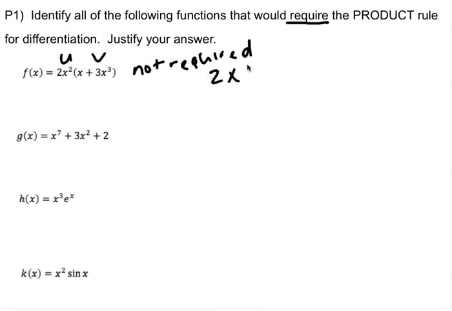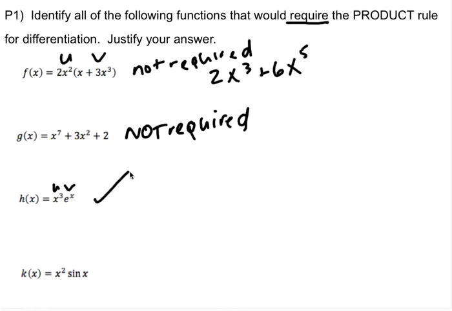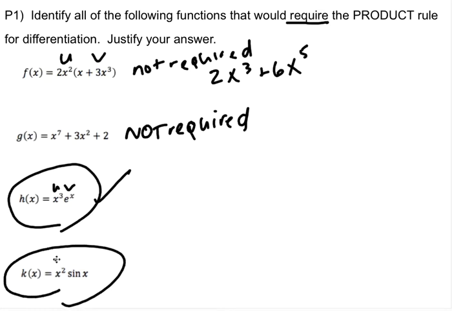to do 2x cubed plus 6x to the fifth, right? And now it's not a product, okay? For the second one, it is not required, right? It's not even applicable. This is not a product, right? For this one, yes, I would have to do the product rule. There's no way to simplify this. And for this one, yes, again, there's no way to simplify this. So the product rule is required for these two, but not these two.